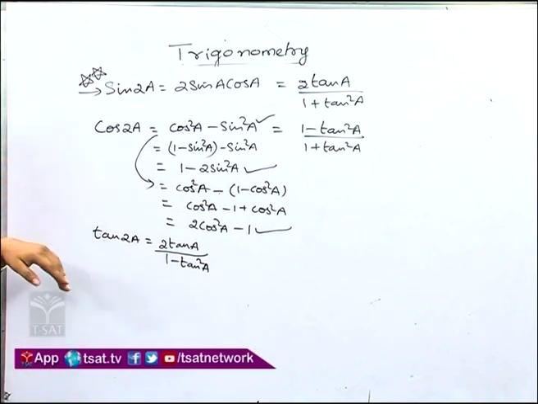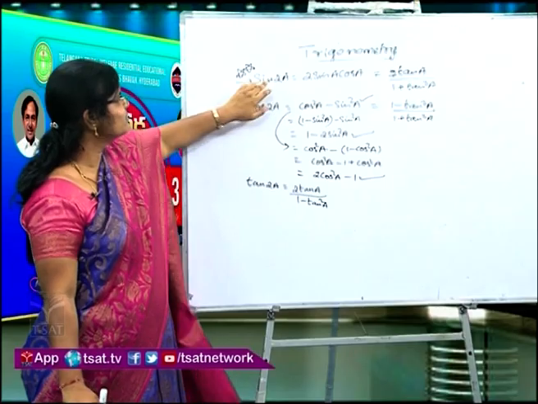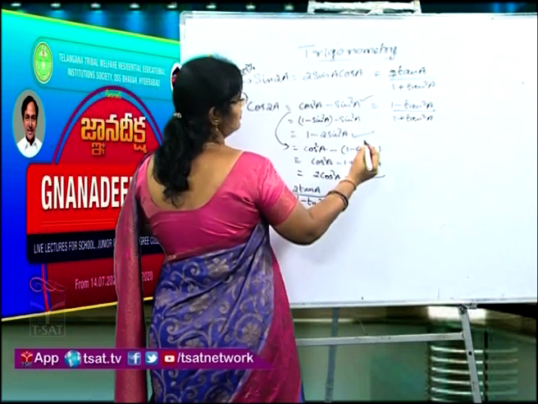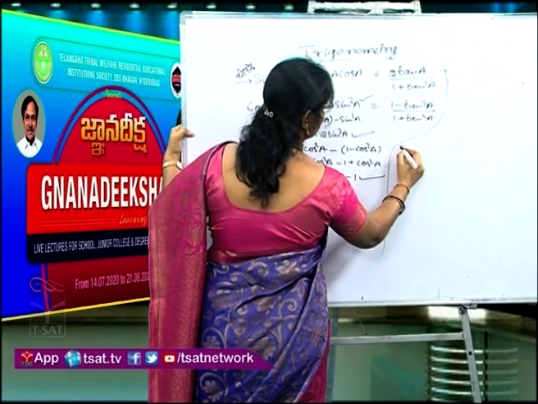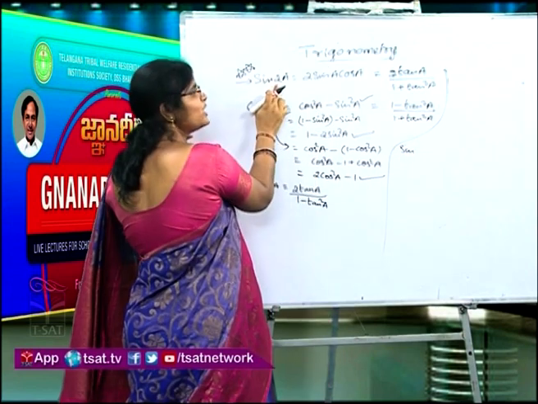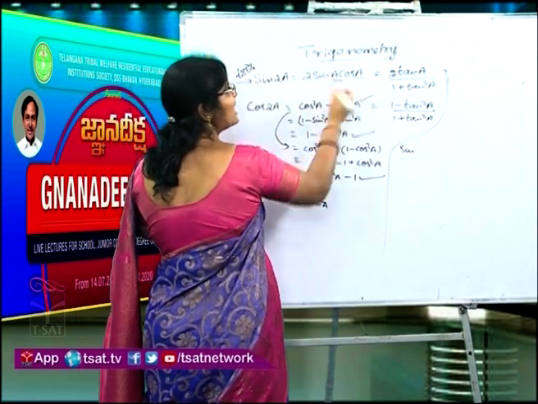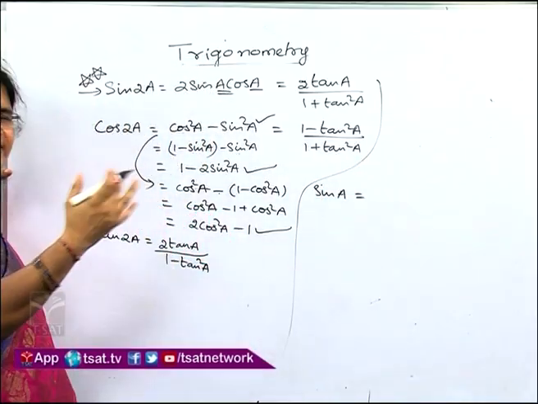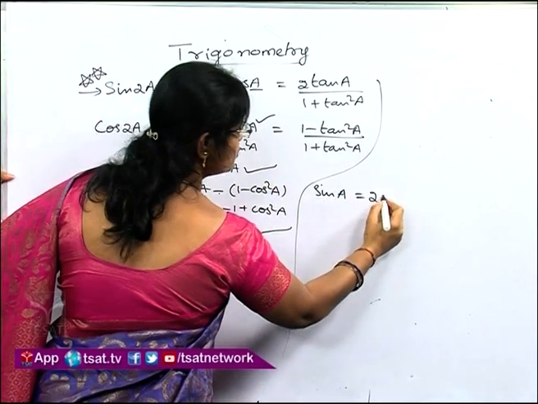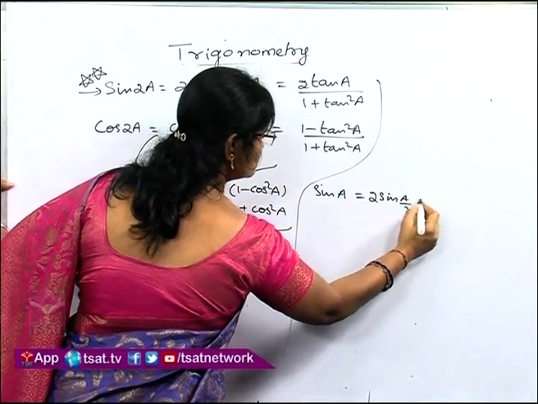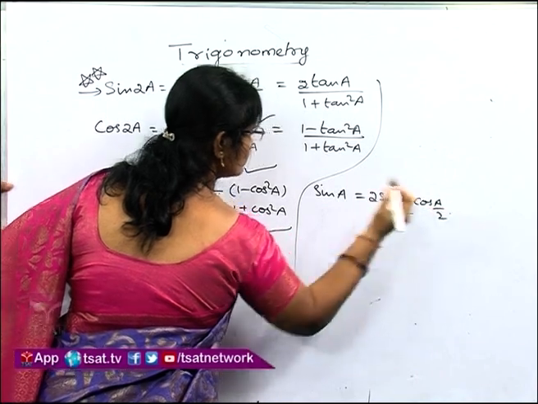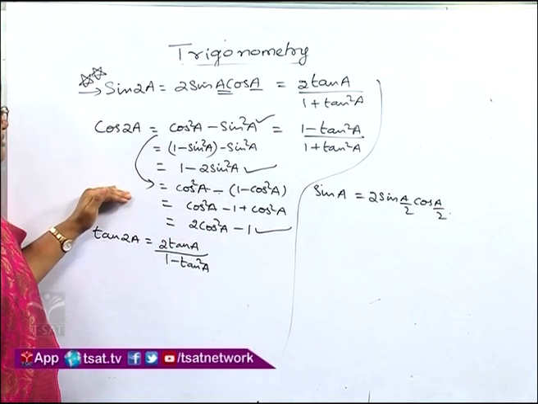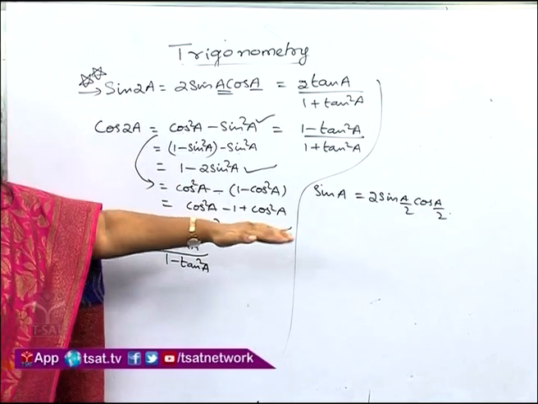Okay. Now, submultiples. See, from this only we can remember submultiple formulas, children. How means, if sin 2a is there, the angle is becoming half. So, if I take sin a, so again it should become half, no, children. So, 2 sin a by 2 cos a by 2. So, these are called half angle formulas.